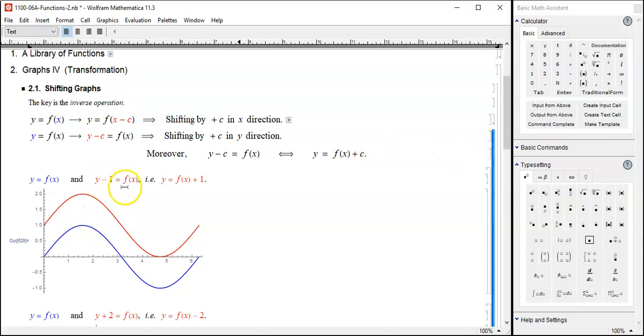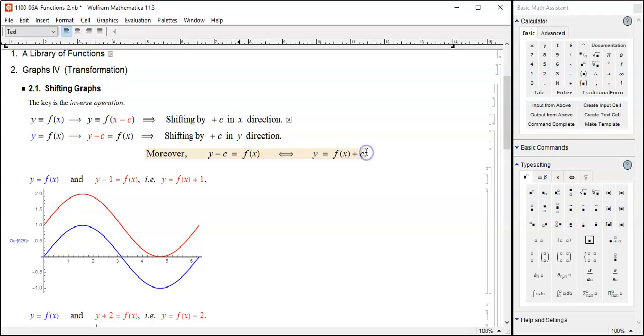So y minus 1 is f of x. So flip this minus 1 to the other side, we get y is f of x plus 1. In general, like this. Y minus c is f of x, so in the end you get y equals f of x plus c.